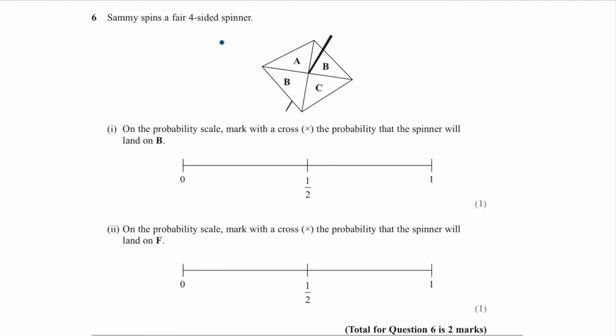Question 6. Sammy spins a fair four-sided spinner. A, B, B, and C. So there are 2 Bs. On the probability scale, mark with a cross the probability that the spinner will land on B. Well, there are 2 chances of landing on B out of 4 possible chances. And 2 out of 4 obviously simplifies to 1/2. So it says mark with a cross, so we'll put a cross just there.